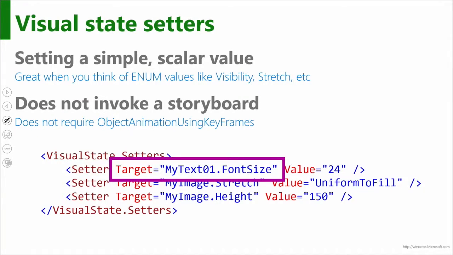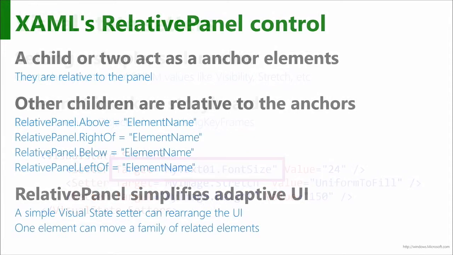So these can be used with a storyboard. The only thing that's really worth noticing here is it's not like a setter in a style, where a setter in a style looks for the property and sets the value. In this case, it looks for a target, which is a combination of the element name, so myText01, and its font size, the property name. So that might catch you at the beginning where you're used to saying setter and then immediately typing property, but that's not the way it is.